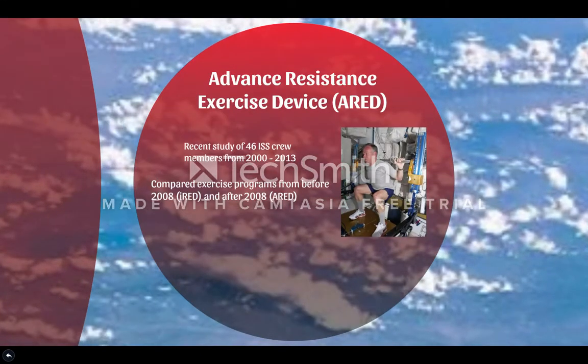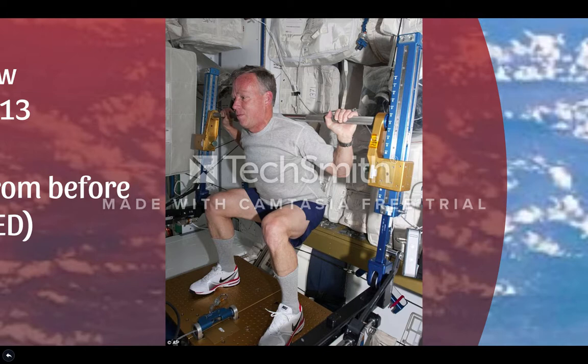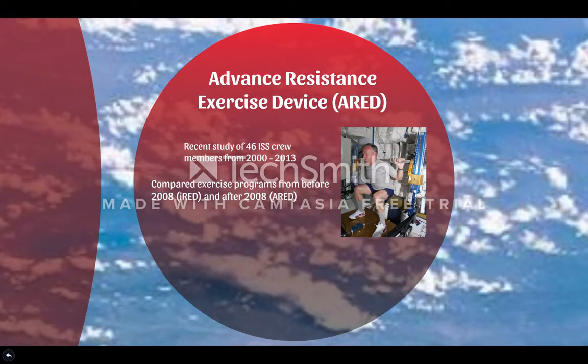In 2008, the International Space Station received new resistance exercise equipment, the ARED, which we can take a close-up of right here. It allows you to do some squatting, deadlifting, and other exercises that are good for preventing bone loss. A recent study looked at 46 ISS crew members from the years 2000 to 2013 and compared the different exercise programs from before 2008, before the ARED was installed, and after 2008 when the ARED was installed. They found that the ARED did protect astronauts from severe bone mineral density loss. So that's a very good thing for the astronauts, and more research is definitely still needed.